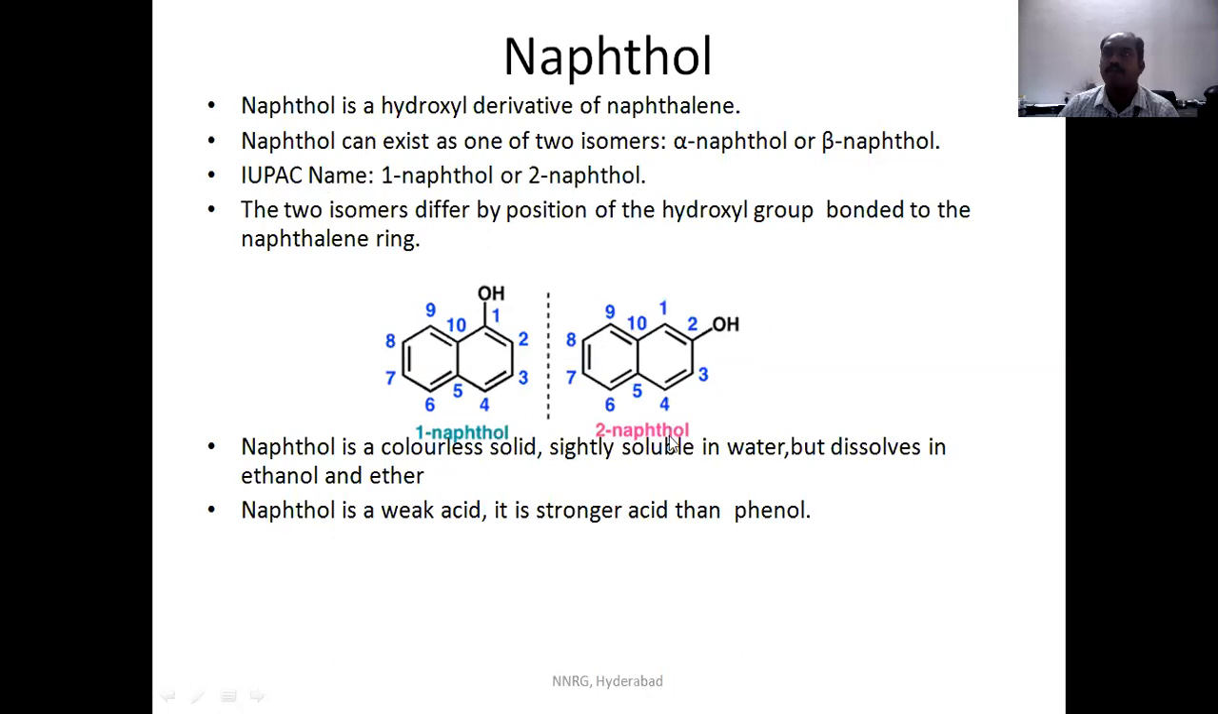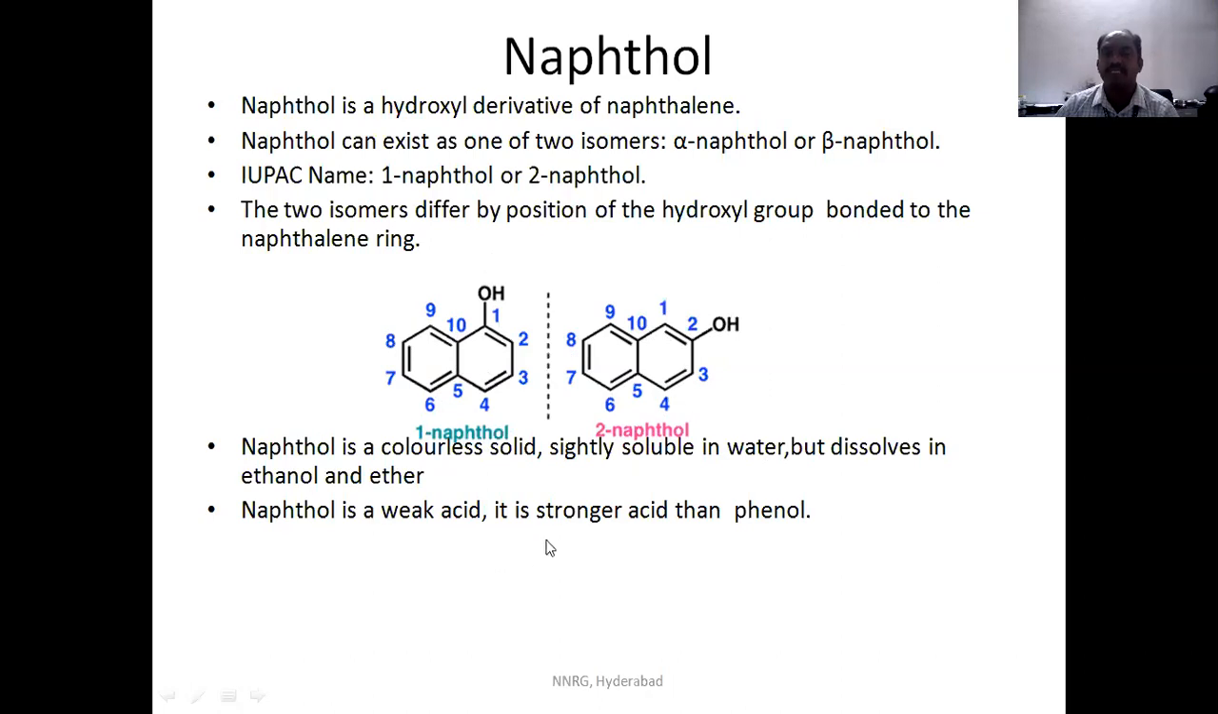But when compared to phenol, naphthol is slightly less soluble in water because there is an aromatic ring which is non-polar in nature. The hydroxy group becomes smaller and the naphthalene part becomes bigger. So compared to phenol, naphthol is less soluble in water, but it dissolves in ethanol and organic solvents such as ether. Naphthol is a weak acid.